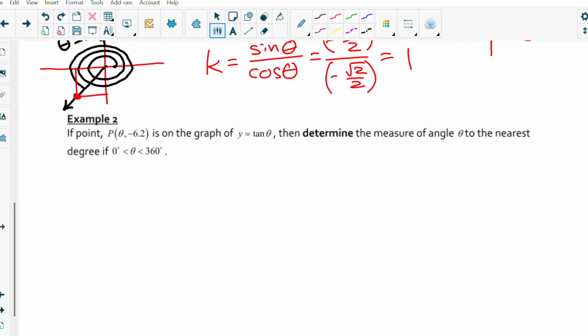Example 2. Now let's take a look at a different example where I'm determining the angle from a tangent ratio. If point P, theta, negative 6.2 is on the graph of y equals tangent of theta, then determine the measure of the angle theta to the nearest degree if theta is greater than 0 but less than 360 degrees. So, very important, we're in degree mode. Change your calculator to degree mode.